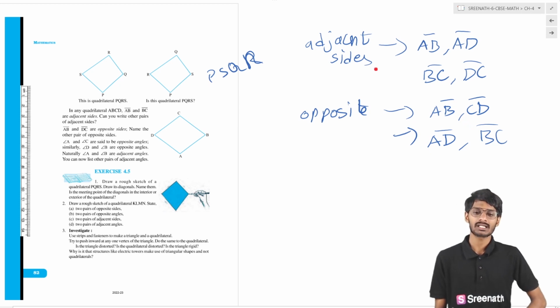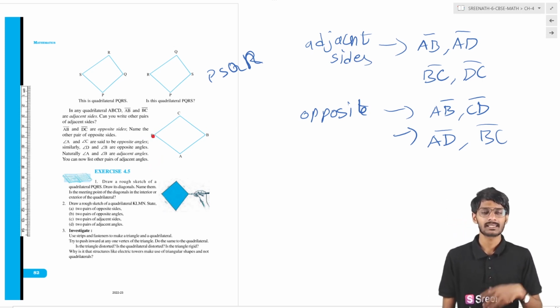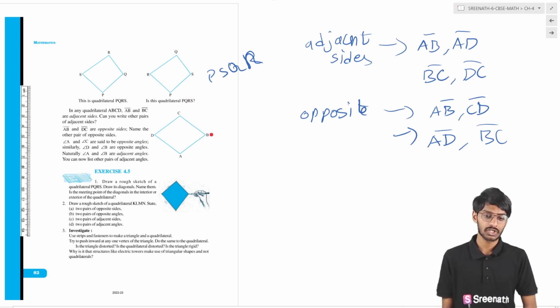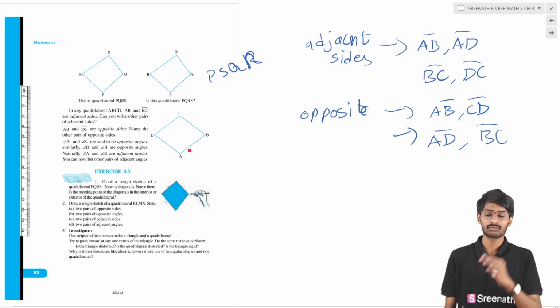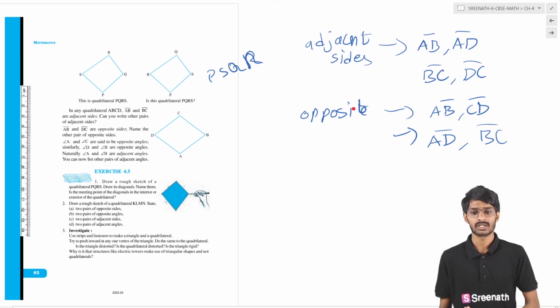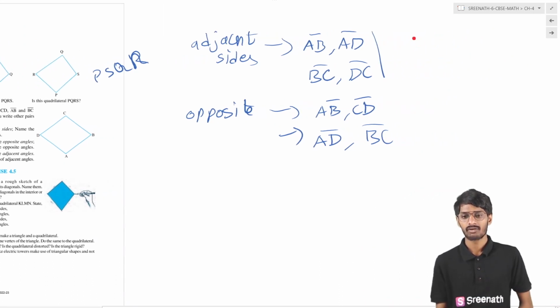And what is the thing about adjacent sides? AB and AD are one pair of adjacent sides, and BC and CD are another pair of adjacent sides. We can write AB and BC as another pair of adjacent sides. We can write DC and DA as another pair of adjacent sides. We can write four pairs of adjacent sides. Okay, four pairs. I want to write all those sides.